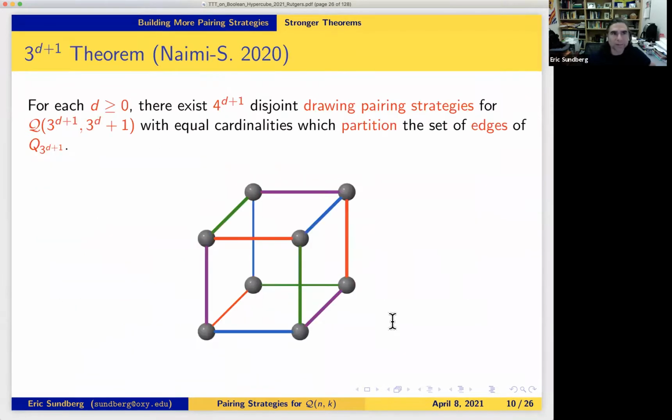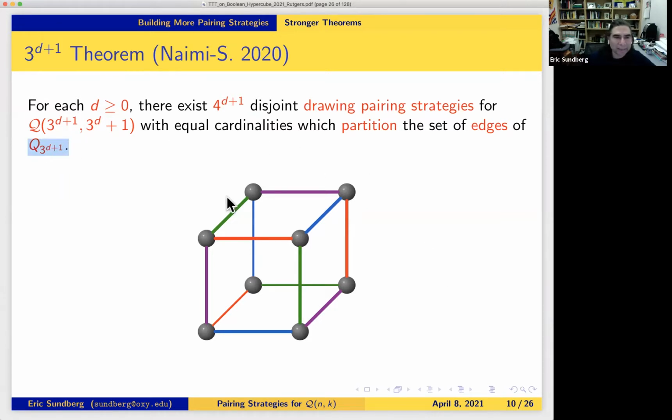Our first stronger theorem has a very similar result. It says if the dimension of the board is a power of 3, then the second player can block subcubes whose dimension is again basically 1/3 the dimension of the board. But this stronger theorem has a nicer little addition to it. We have that there are actually 4 to the d+1 disjoint pairing strategies for that game. And together, the edges in those pairing strategies partition the set of edges of the board that you're playing on.